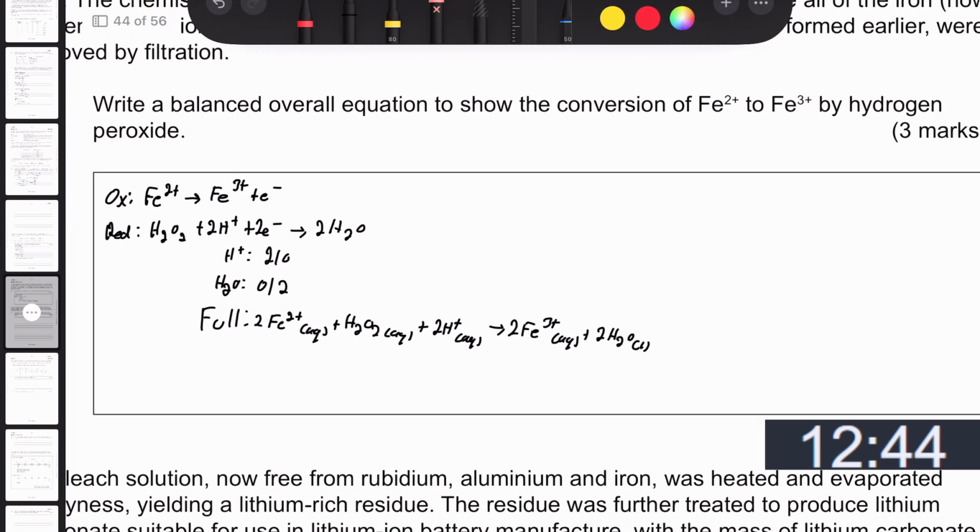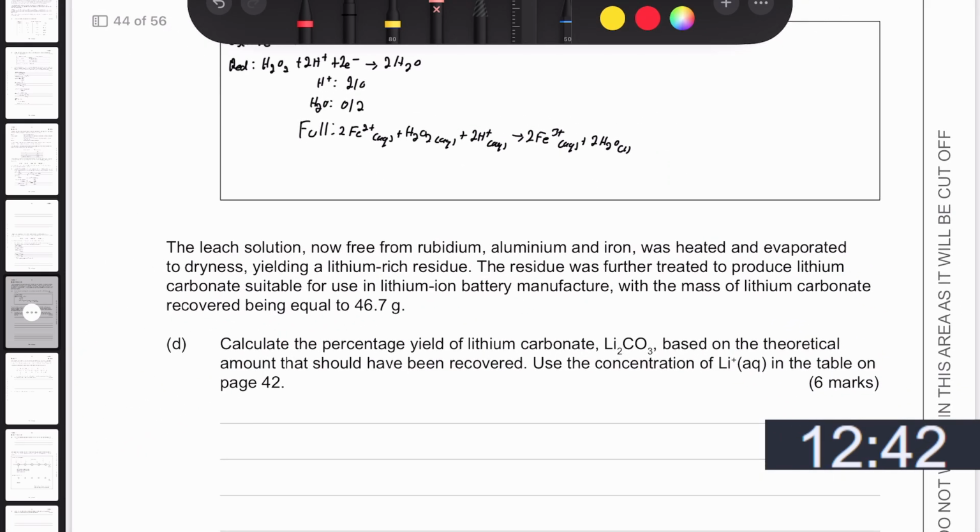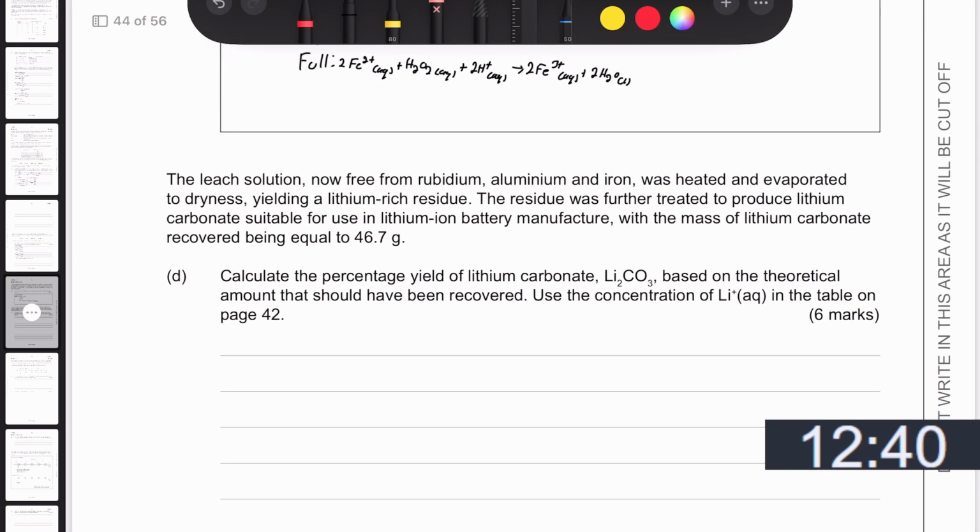The lithium solution, now free from iron and aluminum, was heated and evaporated to dryness, yielding a lithium-rich residue. The residue was further treated to produce lithium carbonate. Calculate the theoretical amount that should be recovered using the concentrations on page 42.